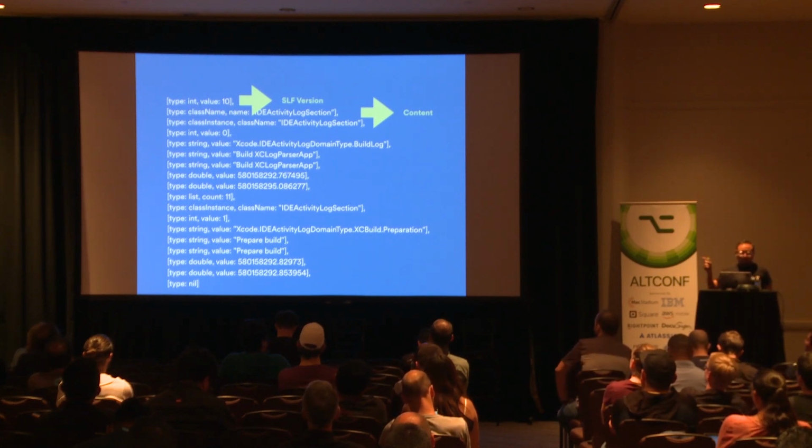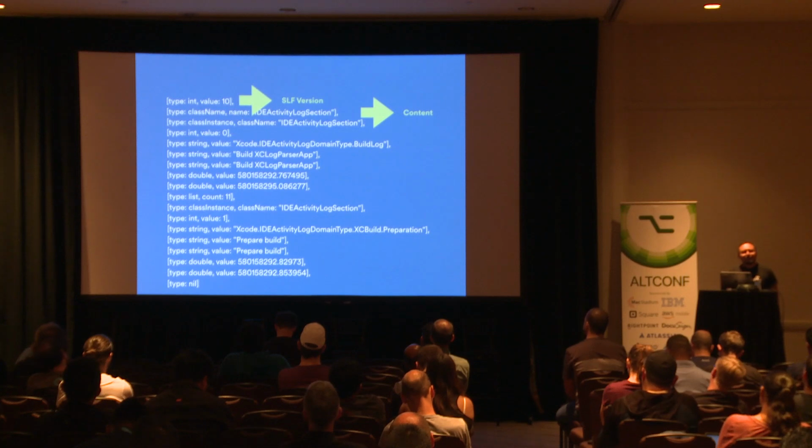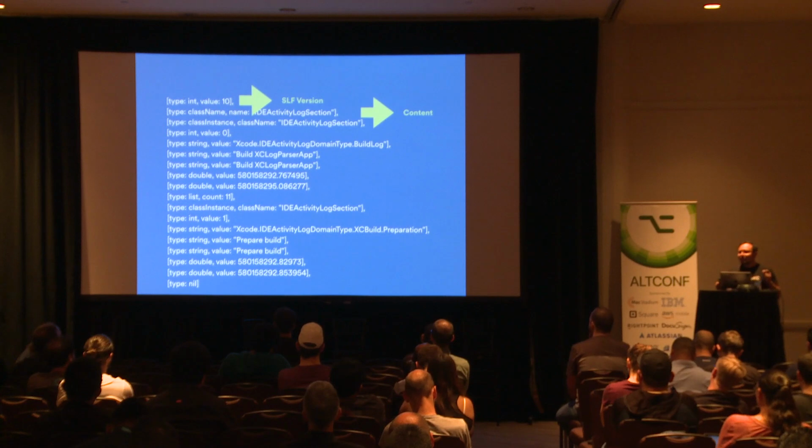In this example, the first thing that we found was a class name called IDEActivityLogSection. After that, we found a class instance of that type. And then we found a lot of values: an int with value 0, a string, another string, a double value, a list with 11 elements inside. And then we found the first element, which is also an instance of IDEActivityLogSection, and so on. One thing about the format is that it tells you when a class instance starts, but it doesn't tell you when a class instance ends.